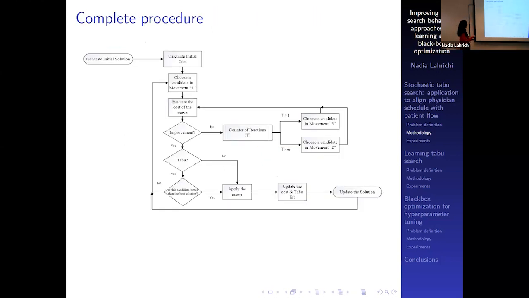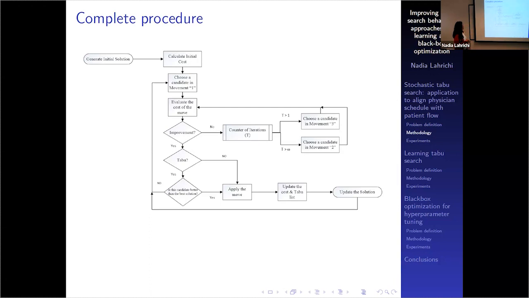So the complete procedure: you start with an initial solution and calculate the cost. You have move 1, and with move 1 you calculate the cost. Is it improving, yes or no? If it's improving, then is it taboo? And is it better? If it's better, you update the best solution. If it's not better, that's fine, so you keep going. If it was not improving, that's fine as well, because in taboo search you allow non-improving solutions to be visited as a neighbor. And then you keep going to the following moves.